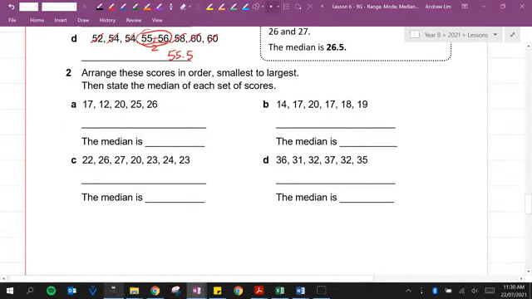So I'm going to do question 2A with you, and then I want you to have a go with B, C, and D. So question 2A, I'm going to arrange this in smallest to largest, 12, 17, 20, 25, then 26. Now we can eliminate. Smallest, largest, 8. I only have 1 left, and that is my median. Pause the video. Have a go with questions B, C, and D.